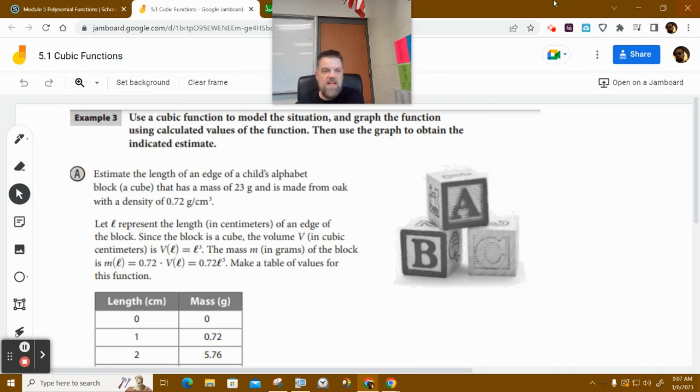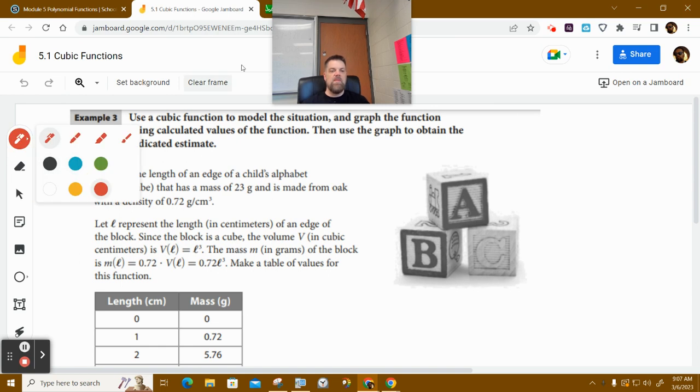All right. So today we're going to use a cubic function to model a situation. I said this at the beginning of the year. I don't know if you guys remember every little word that I say to you.